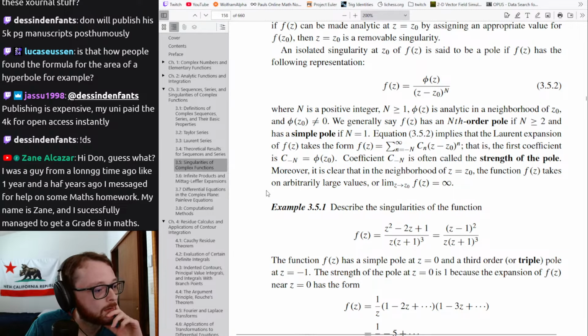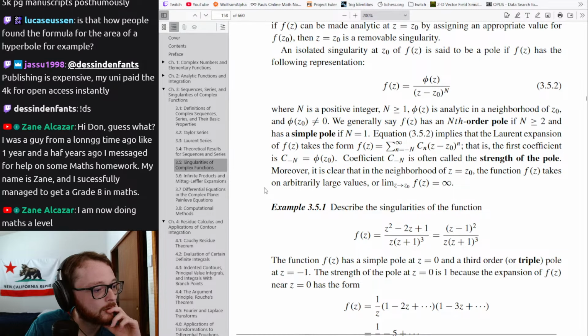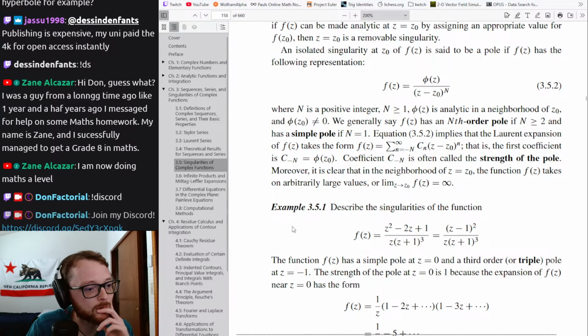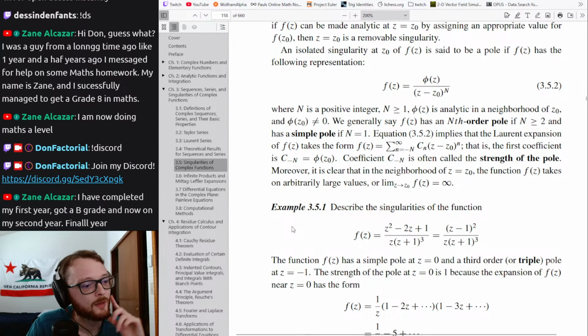This guy, Zane. I remember your name. You switched me to get a grade 8 in maths. Now I'm doing maths 8. Well, hey, hell yeah, Zane. Congratulations. Oh, are they looking for the Discord link? It might be DC for the abbreviation. Completed my first year, got a B grade, now my second year, final year. Nice, Zane. Good luck with closing it out.